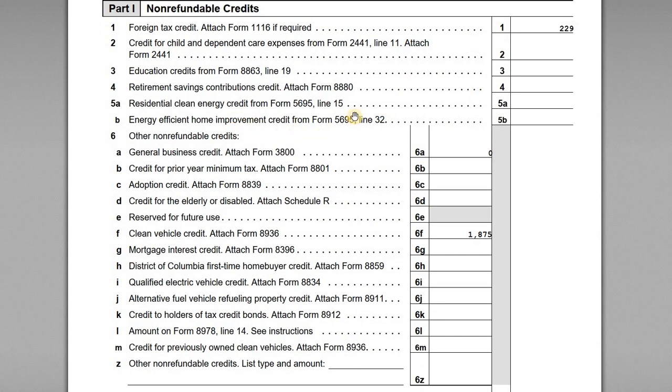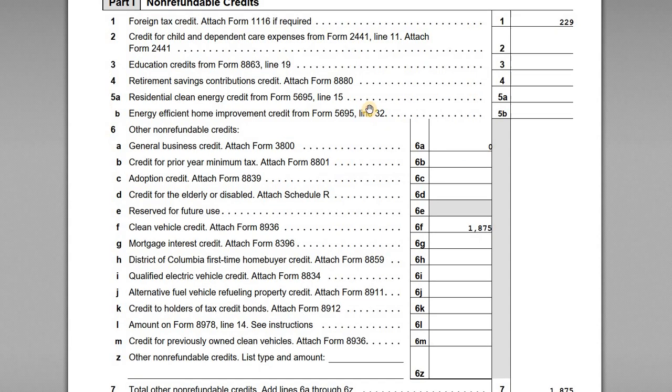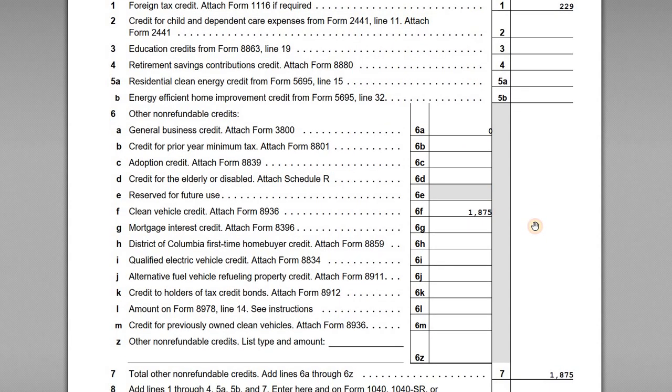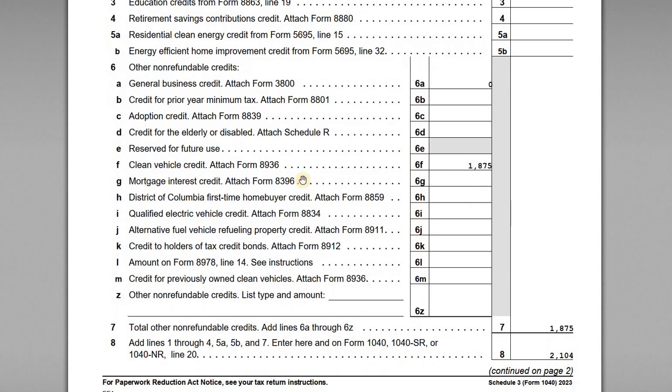Residential energy credits on 5695. So this taxpayer didn't make any of those improvements, but I do have a lot of videos covering how to prepare 5695, so have a look in the description below. That's definitely a good way to try to get reduced tax liability by making those types of improvements to your home.